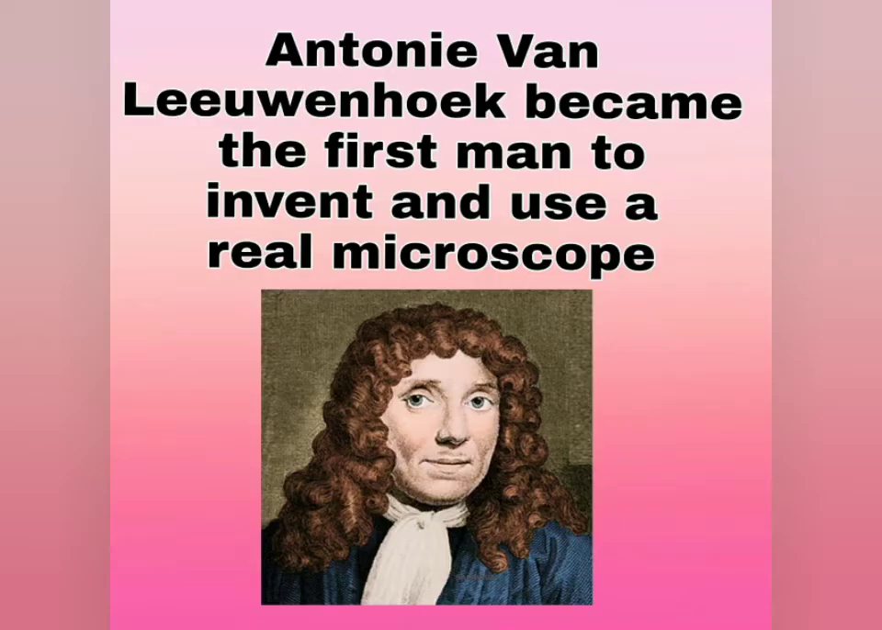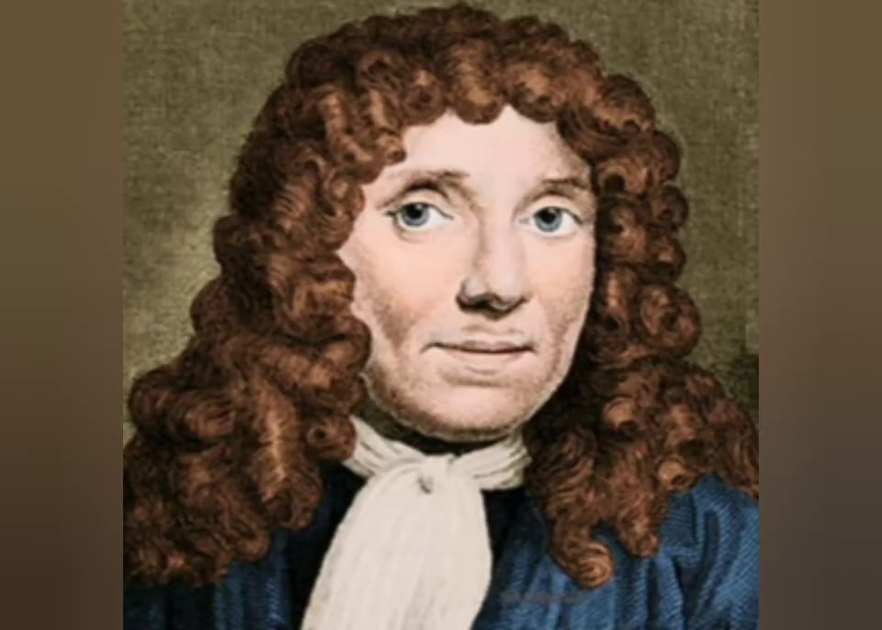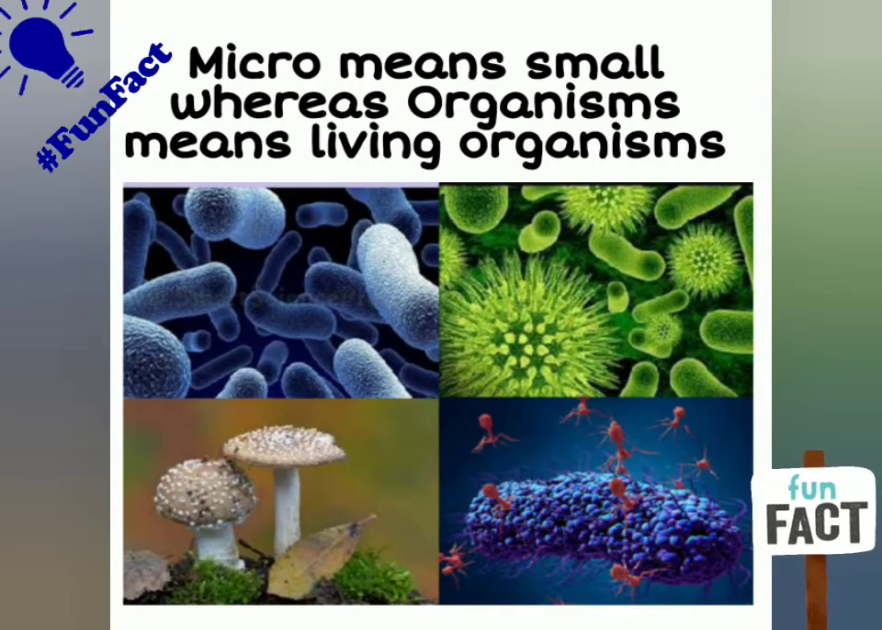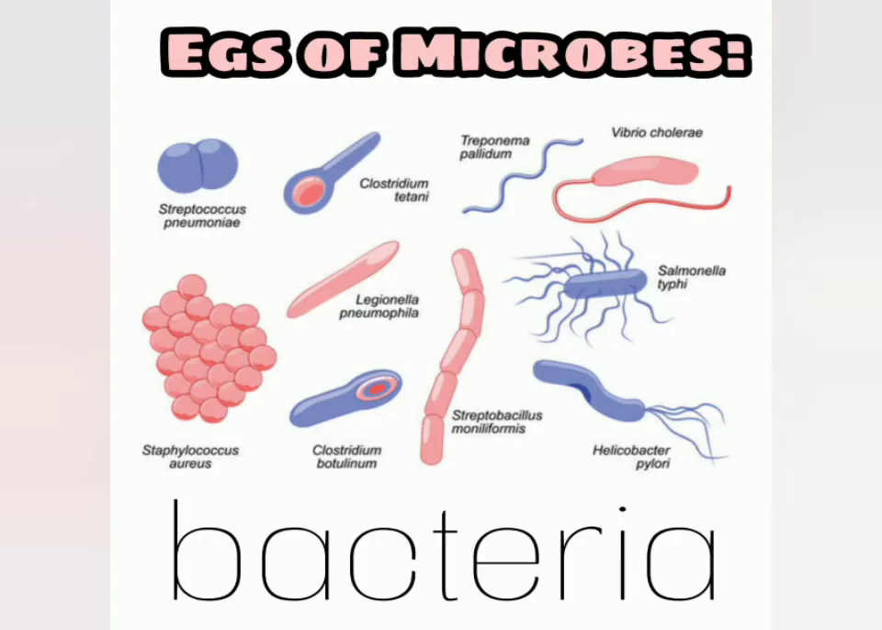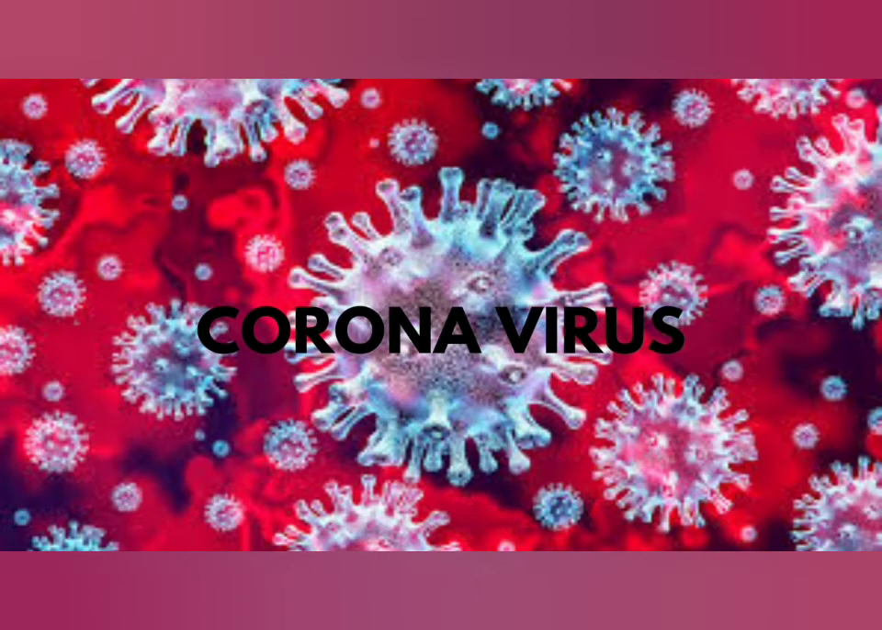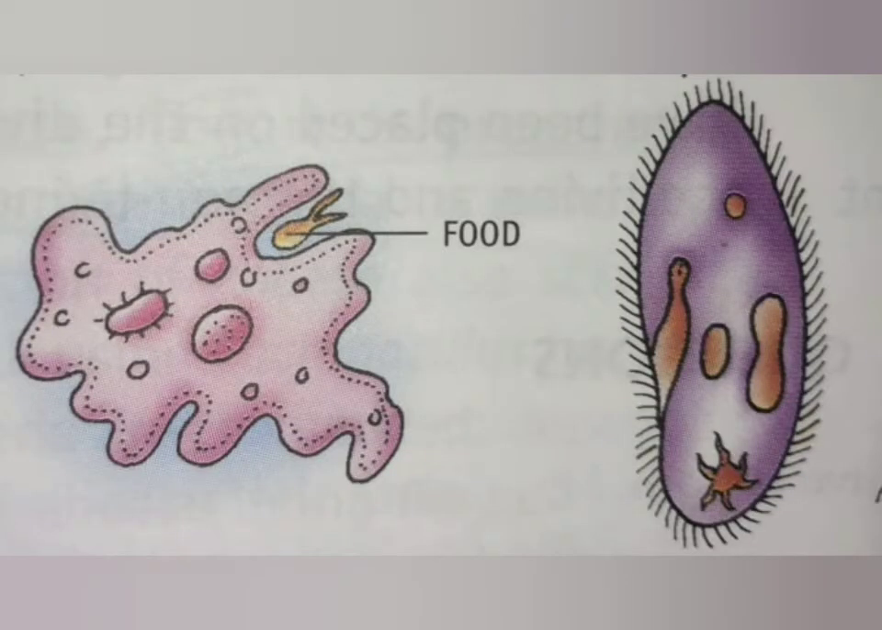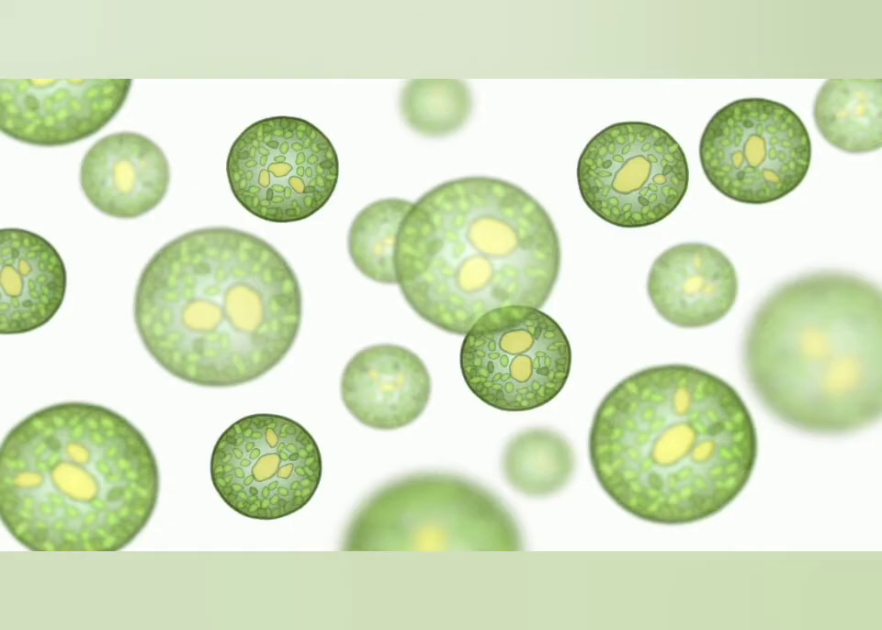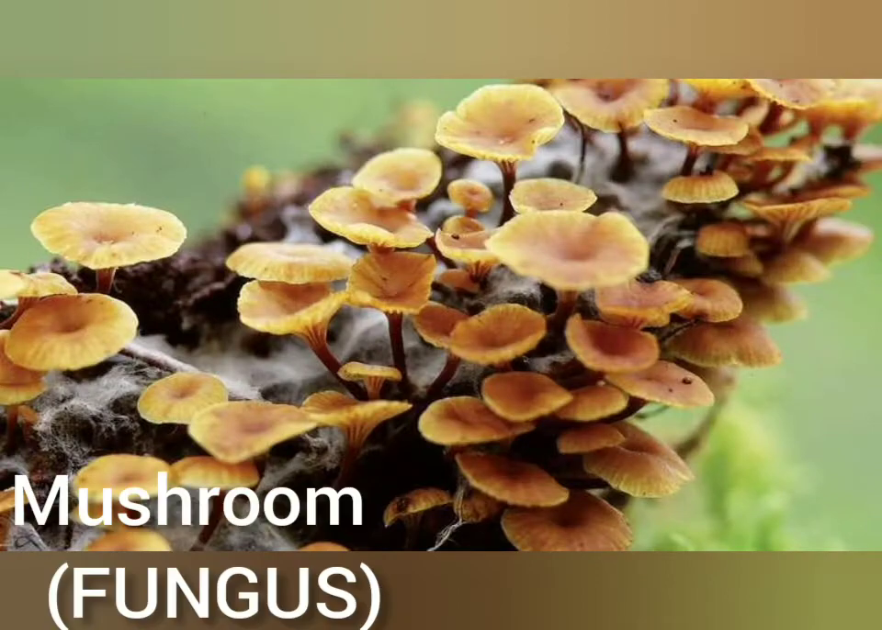Antony van Leeuwenhoek became the first man to invent and use a real microscope. He is regarded as the father of microbiology. Micro means small, whereas organisms means living organisms. Examples of microbes: bacteria, coronavirus, amoeba and paramecium, algae, mushroom, fungus.